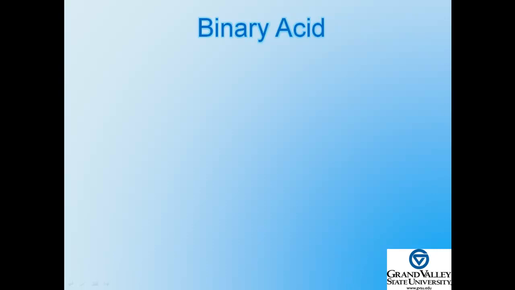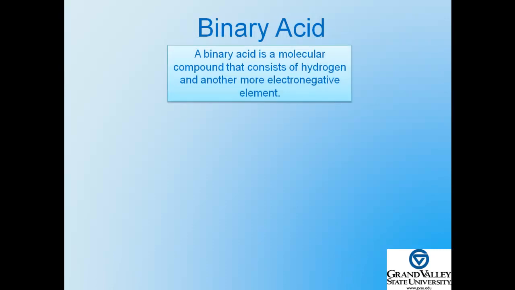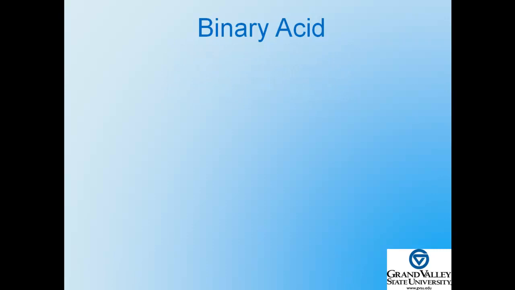How can we recognize a binary acid? A binary acid is a molecular compound that consists of a hydrogen and another more electronegative element. The name of a binary acid depends on whether or not it is part of an aqueous solution.